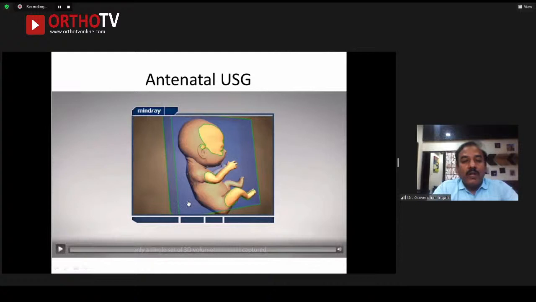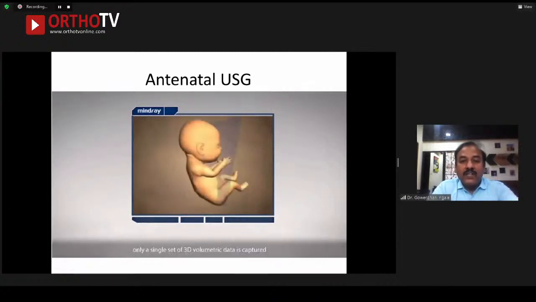So this is now something new. This is a 4D scanning system. This is one YouTube video I have picked up. The difference from 3D scanning is that 3D gives static images in a single plane, but 4D has a multi-planar view and it's a dynamic examination mode.